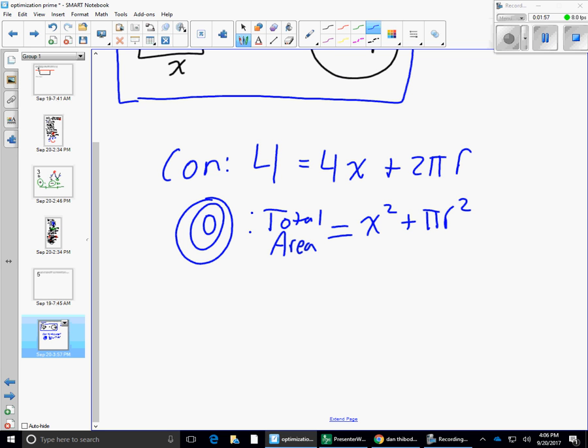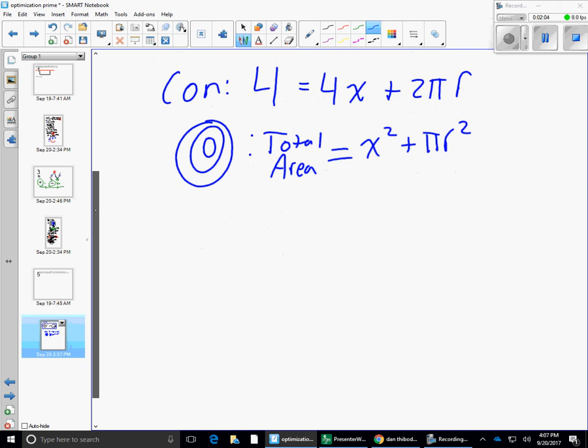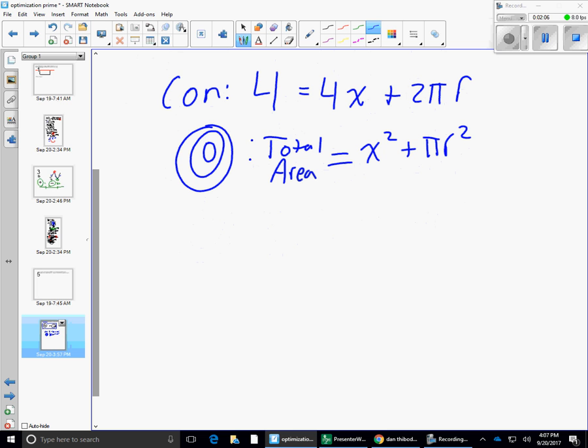Okay. So we have our constraint, we have our target, and now we would like to make our constraint function give us our total area function in terms of one variable. So what I mean by that is we're going to take our constraint function and I'm just going to rearrange it. And I'm going to say r is equal to 4 minus 4x, all that divided by 2 pi, which is the same as 2 minus 2x over pi.